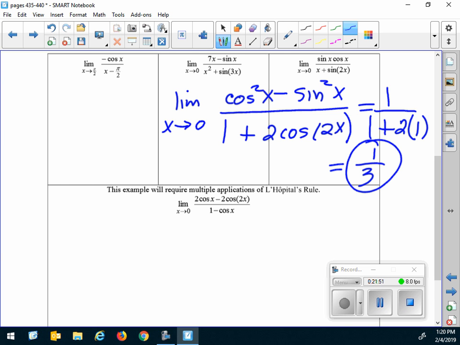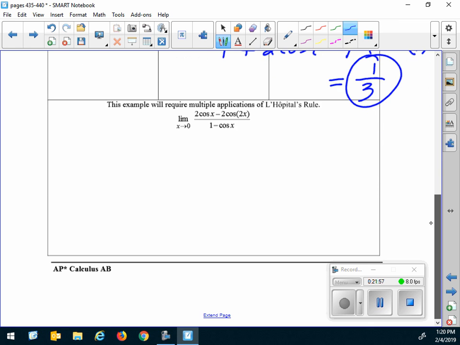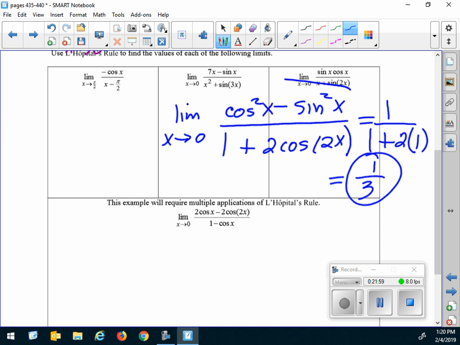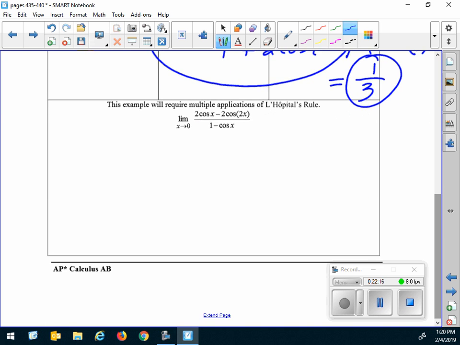Okay. Now, here's the neat thing. I want you to look at this one. What if this had ended up with indeterminate form? You can do L'Hopital's rule again, and again, and again, and again. You could keep doing it until you get a limit. Let's take a look at this one.